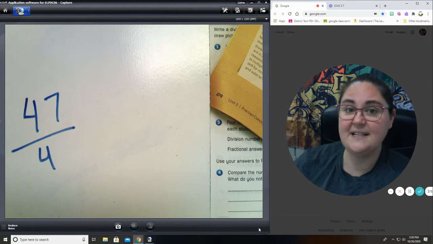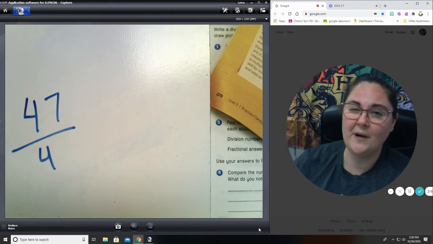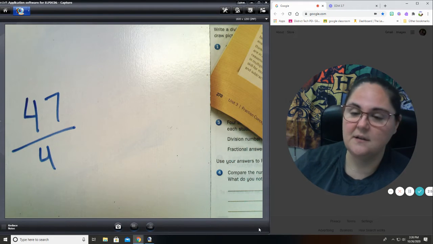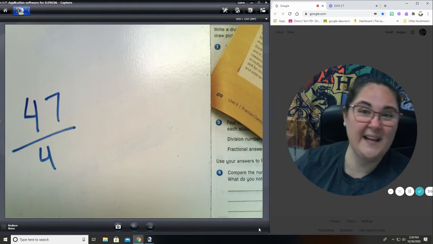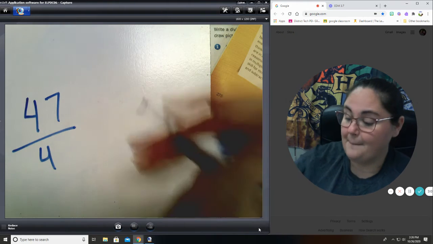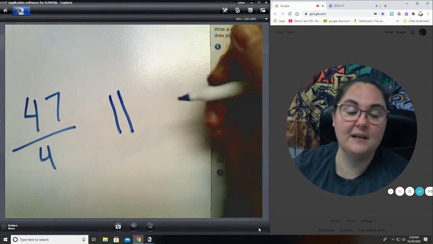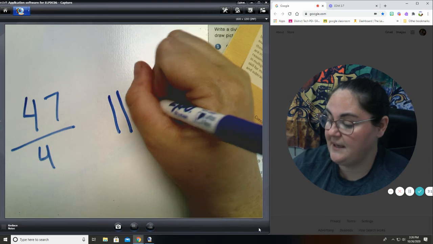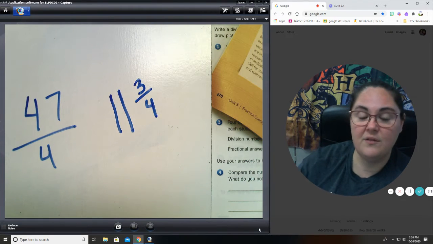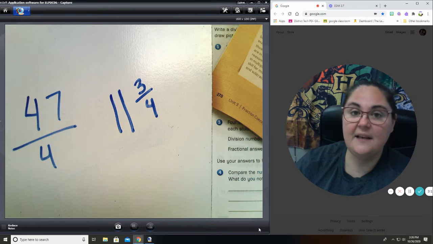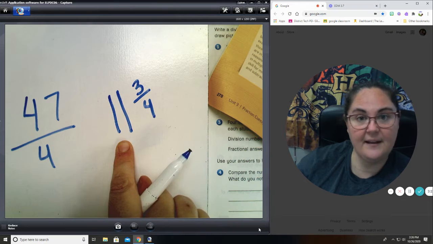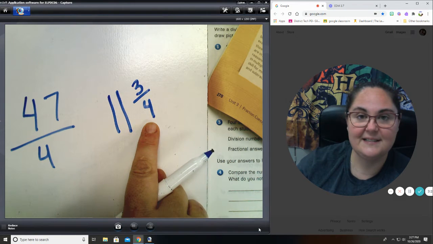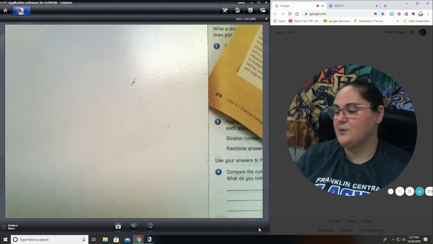All right, 47 divided by 4. I know that 4 times 10 is 40. 4 times 11 is 44, and 4 times 12 is 48. That means 48 is too much. I can't do 12. But I can do 11. 44, and then 47 minus 44 is 3. So I know that 47 fourths is going to be between 11 and 12 on a number line. It's bigger than 11, but not quite 12. Make sense? Great.